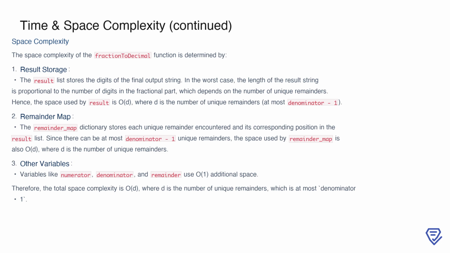Additionally, the dictionary remainder_map is used to track the position of each remainder in the result. Since it also stores at most denominator minus 1 entries, it has the same space complexity of O(d). Other variables, such as numerator, denominator, and remainder, require constant space, or O(1). Therefore, the total space complexity of the function is O(d), where d is the number of unique remainders.